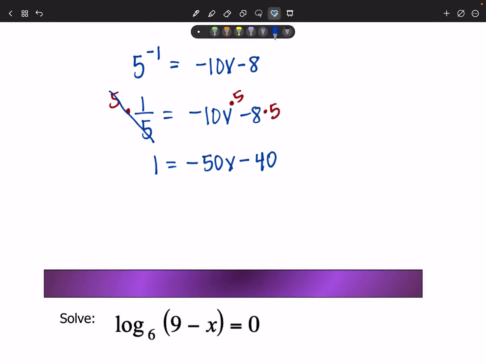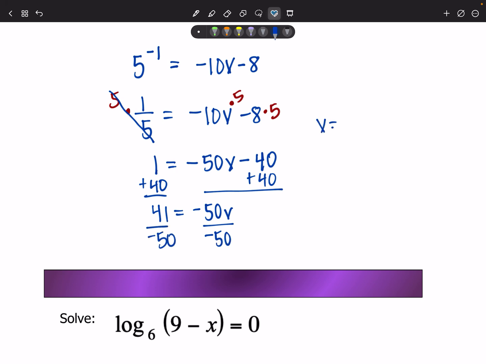I'm going to add 40 to both sides. 41 equals negative 50v. I divide both sides by negative 50, and I get v equals negative 41 over 50.